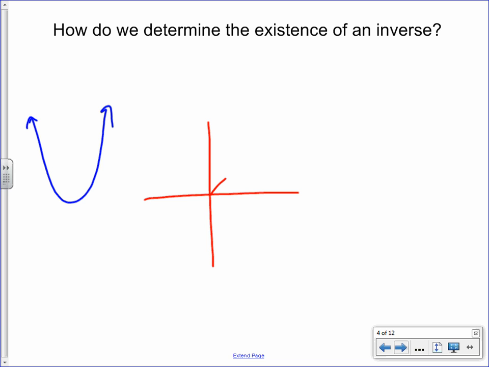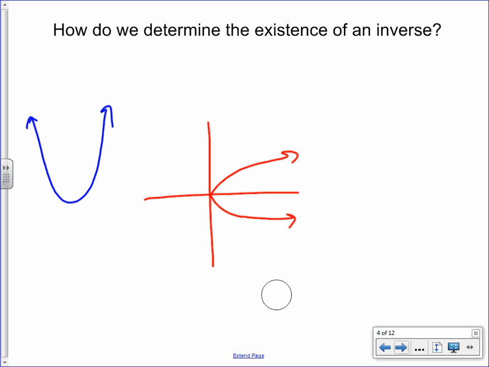If we graph the inverse, we get this. And is this inverse a function? Not a function, but it's an equation. It's an equation, but it's not a function. Therefore, the inverse doesn't exist as a function, because the inverse is not going to be a function.